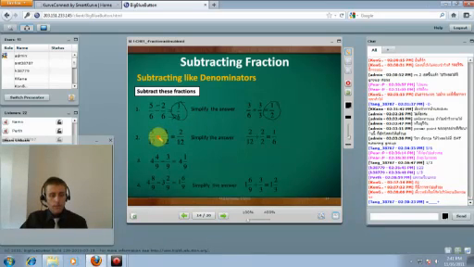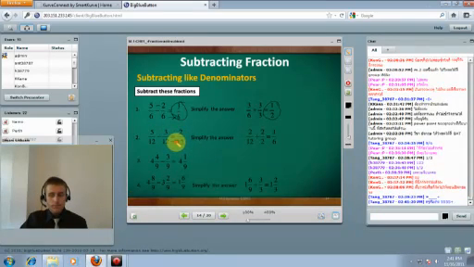5 over 12 minus 3 over 12. You keep the denominator the same. Subtract the numerator. The answer is 2 over 12. Simplify the answer. Both can be divided by 2. The final answer is 1 over 6.